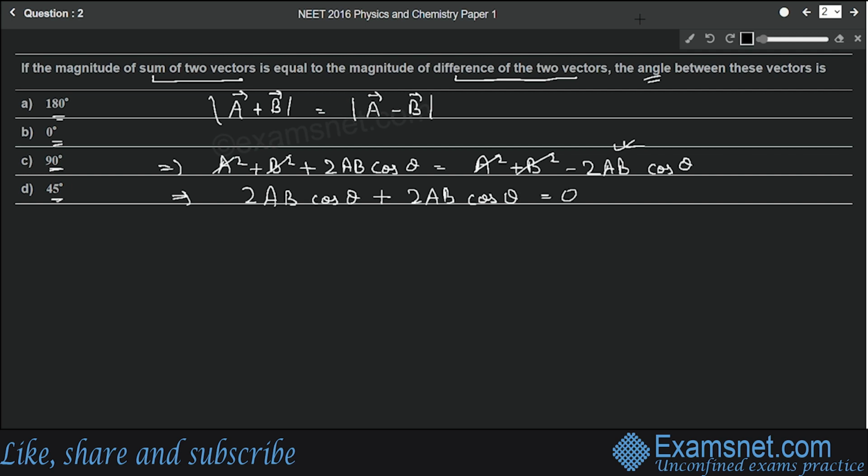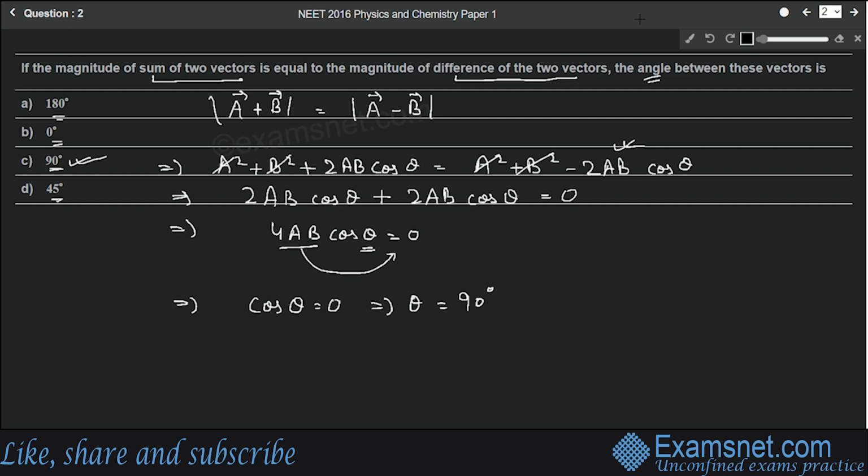And this side, what is left? 0. So 2AB cos theta plus 2AB cos theta, that is 4AB cos theta, equals to 0. Now we have to find out this theta. So if we bring 4AB this side, it will be 0 only, because 0 divided by 4AB will be 0. So we can write that cos theta is equal to 0. And when is this possible? When theta is 90 degree. Okay, so theta will be cos inverse 0, that is 90 degree. So the correct option will be option number C.